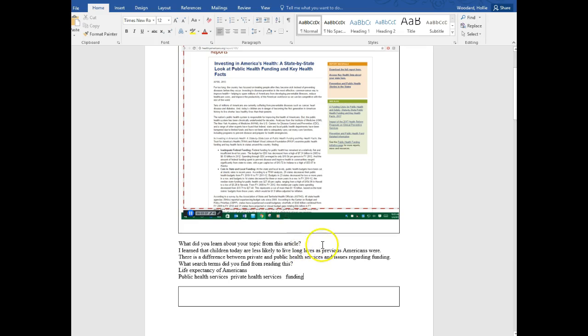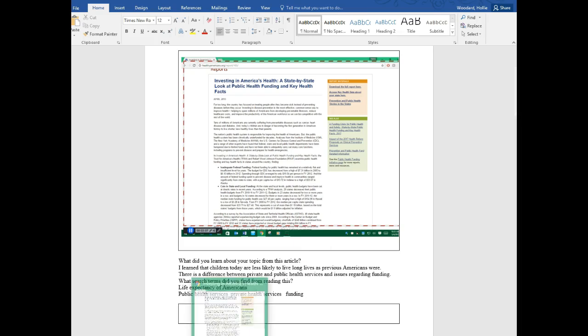Now you're going to do this three times. So you can go back to your site, go back to the internet, and look up the next article and do the same thing. Okay, I hope this helps clarify what it is I'm looking for. Good luck.